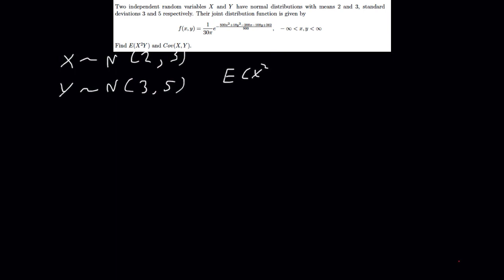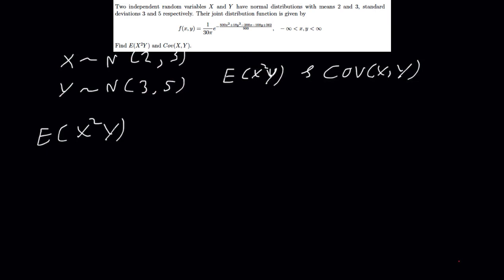Two independent random variables x and y have normal distributions with means 2 and 3, and standard deviations 3 and 5 respectively. The joint distribution function is given. They are asking to find the expected value of x to power 2 y and covariance of xy. So how do we find the expected value of x to power 2 y?